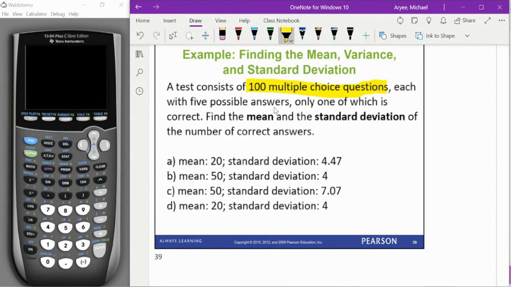Now, because they say multiple choice questions, and it says there are 5 possible answers and only one is true, they're looking at those questions that you get correct and those that you get wrong. So for each question you may have a correct answer or you may have a wrong answer.